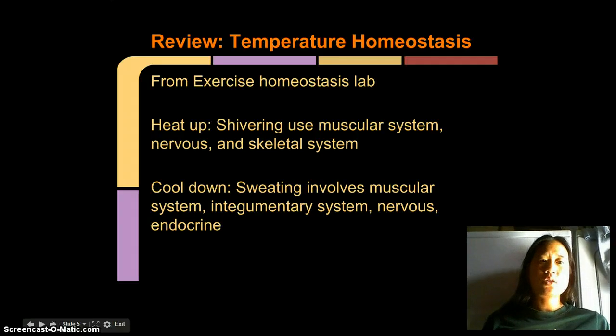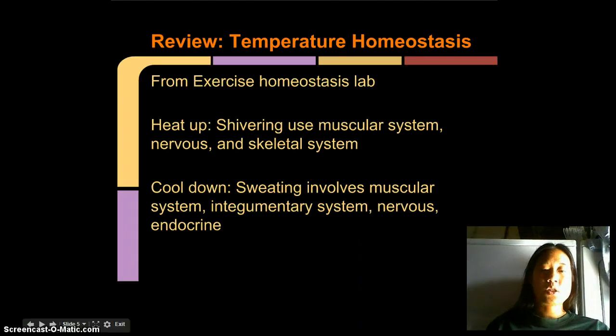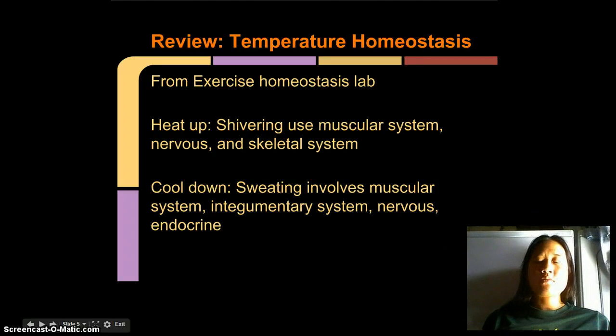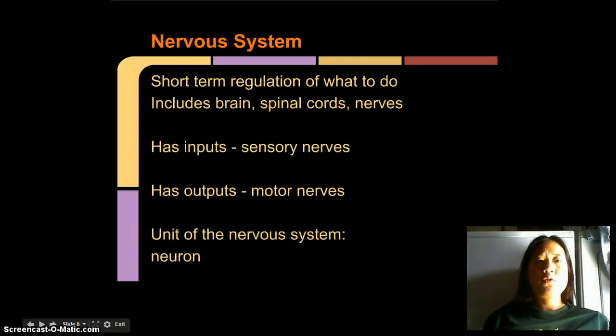The opposite of that, when you get too hot and you need to cool down, would be sweating. This involves different systems. In addition to the muscular system, it includes your skin, your integumentary system, because sweat beads out through the skin, and those are glands involved with the endocrine system, and the nervous system to tell yourself that your body is too hot. So let's focus on the nervous system.